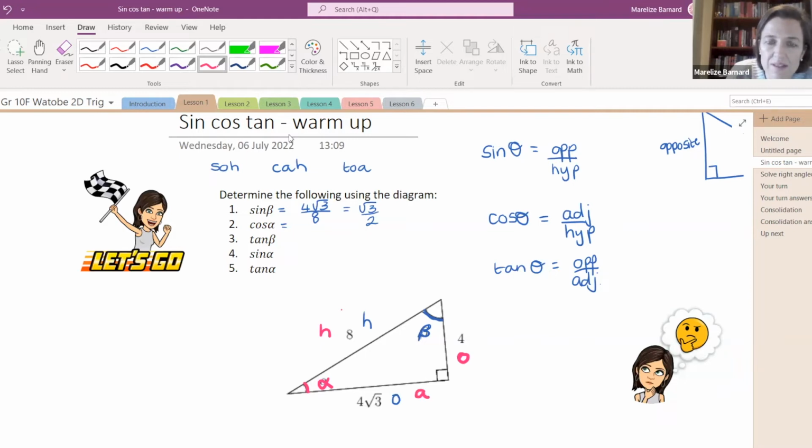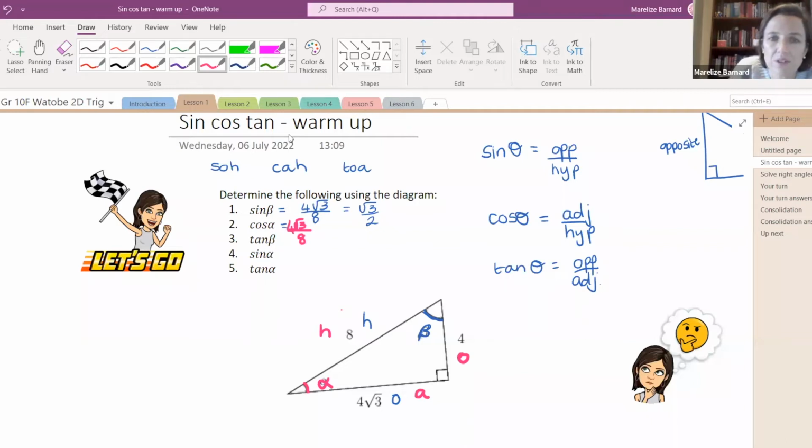So opposite, adjacent, hypotenuse. That's for alpha. So cos of alpha, cos is adjacent over hypotenuse. So that is 4√3. That's the adjacent side, 4√3 divided by 8.